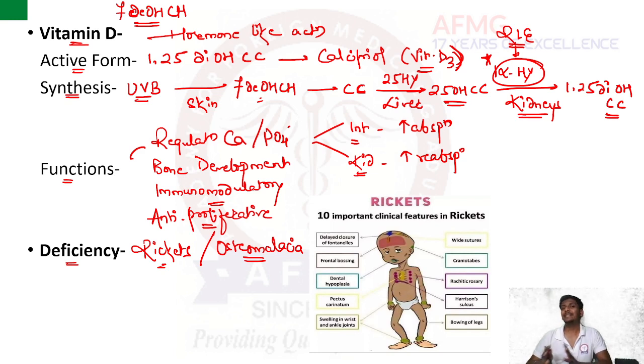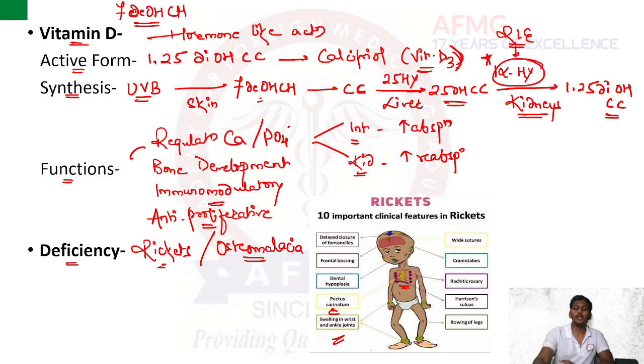There would be delayed dentition in these children. Along with that, there would be Harrison's sulcus or Harrison's groove, which can be seen beneath the rib cage. Then there can be some chest deformities like pectus carinatum or pectus excavatum, and there would be some deformities in the extremities as well. That can be either genu valgus, genu varus, or even windswept deformity, right? So all of these features of rickets or osteomalacia would be seen.